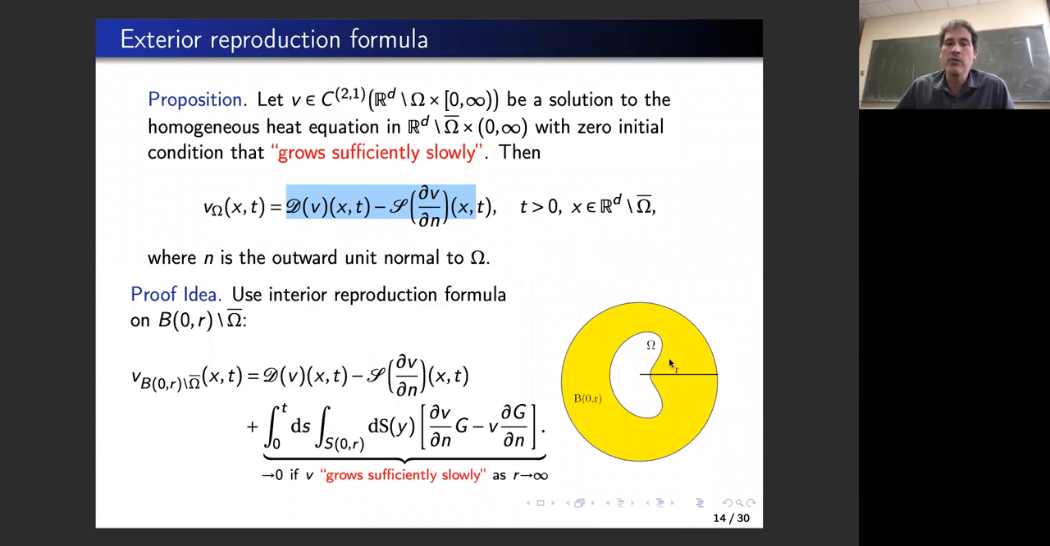So if you apply that interior reproduction formula to this bounded domain in yellow here, you have some term that corresponds to this inner boundary, the boundary of omega, and that's what I want. Plus some other term, a surface integral on the sphere of radius r. And so the game in here is to show that that term goes to 0 as r goes to infinity, as I make this ball grow. And this happens indeed.